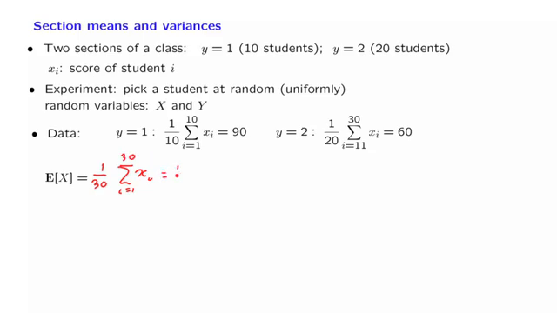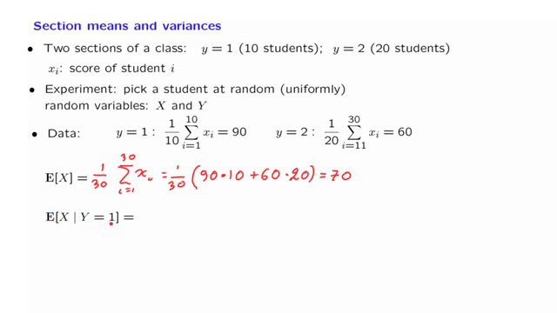What is this number? Well, we need to calculate the sum of the xi's. The sum of the first 10 xi's is equal to 90 times 10. And the sum of the xi's in the other section is equal to 60 times 20. And we carry out the calculation and we find that the answer is 70. Now let us look at conditional expectations.